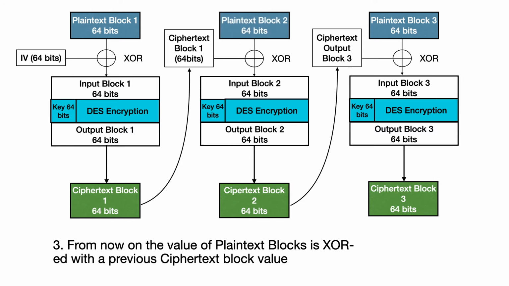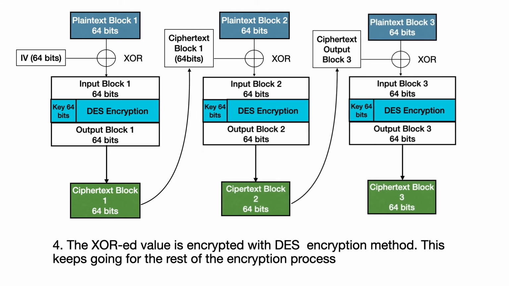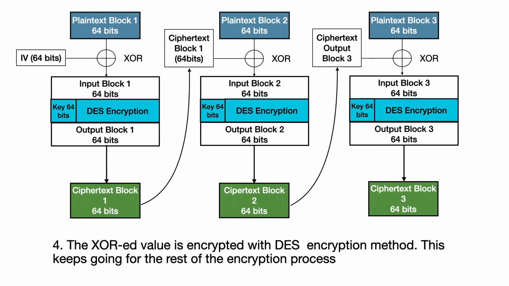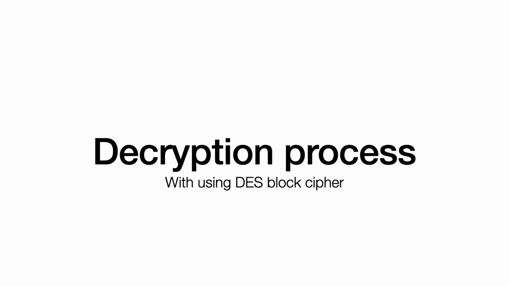From now on, the value of each plaintext block is XORed with the previous ciphertext block value. Then, the XORed value is encrypted with the DES encryption method. This keeps going for the rest of the encryption process.